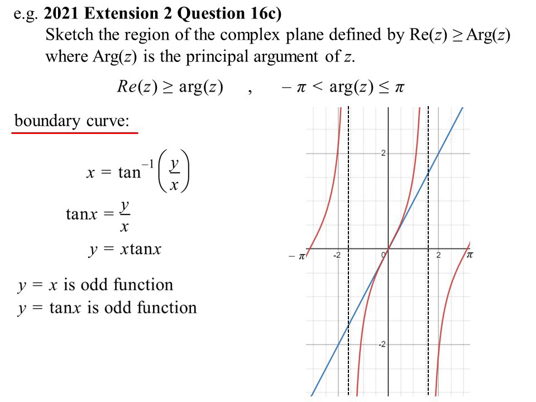Things I know. X is an odd function. Tan x is an odd function. Odd times odd gives me even. Now I know this x tan x must be an even function. It's going to be reflected in the y-axis. That kind of helps me, because I really only need to then draw half of it, because I can reflect it and get the other half.